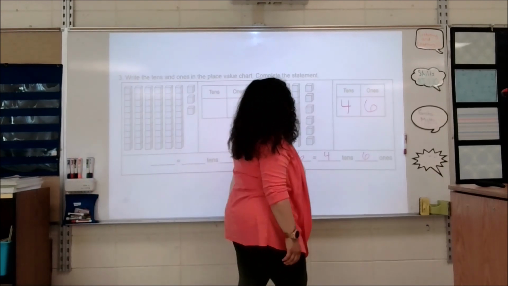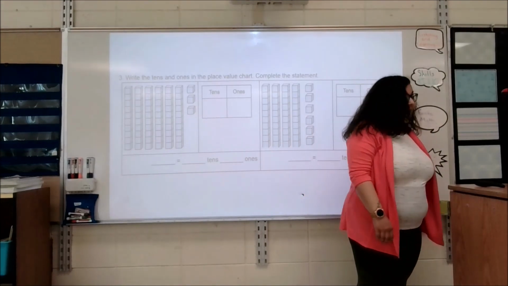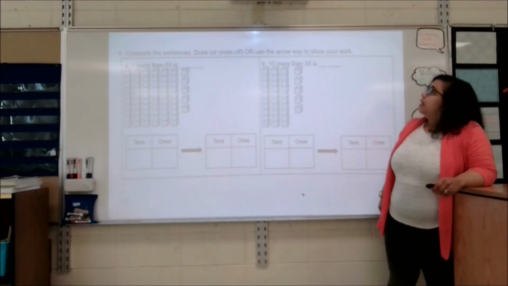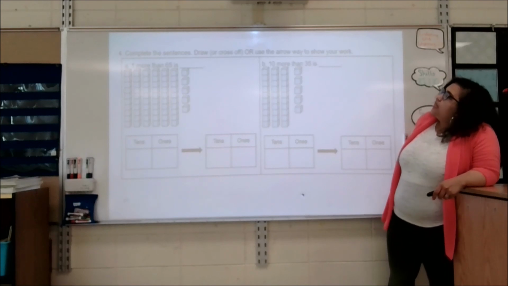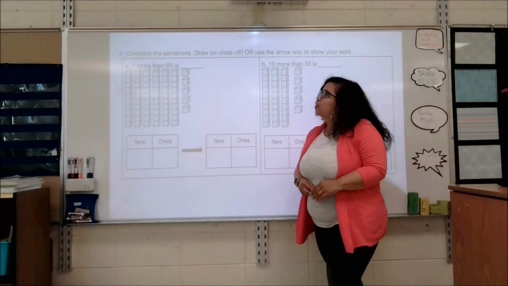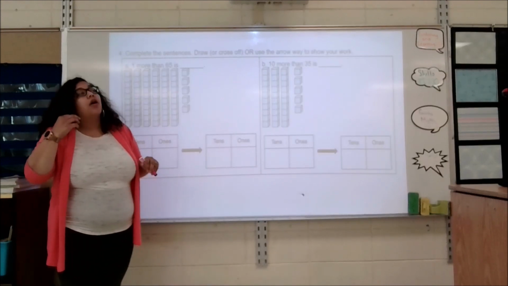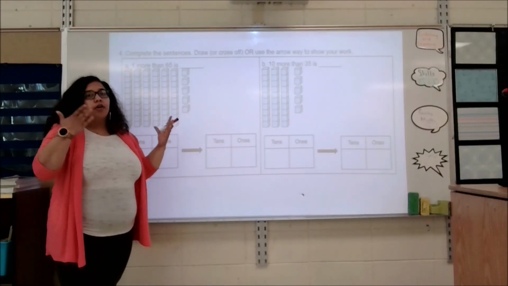Okay, so this was the second thing we did. These are the things we've done to prepare us for just adding within 100. Now, this one says complete the sentence. Draw or cross off. Use the arrow way to show your work. This one says 1 more than 65 is. So 1 more. All right, more. Am I going to draw or cross off?